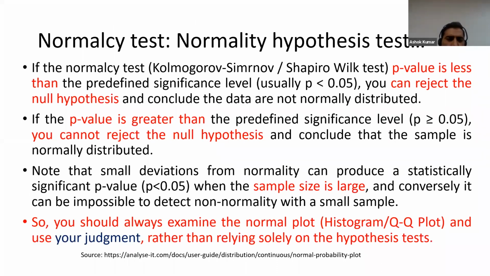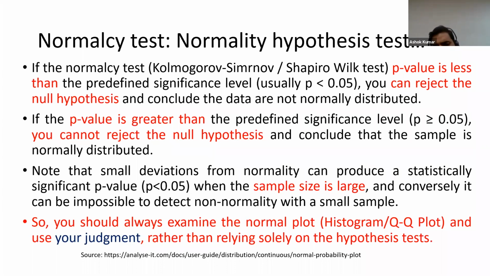The most popular normalcy tests are the Kolmogorov-Smirnov test and the Shapiro-Wilk test. If the p-value is less than the predefined significance level, usually 0.05, we have to reject the null hypothesis and conclude the data are not normally distributed. So in the Kolmogorov-Smirnov and Shapiro-Wilk tests, we want a p-value greater than 0.05 because we don't want to reject the null hypothesis. We want our data normally distributed.